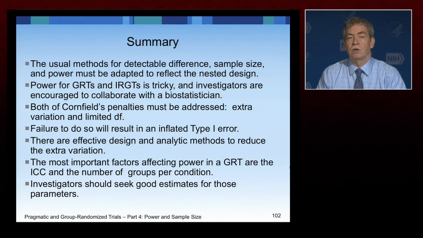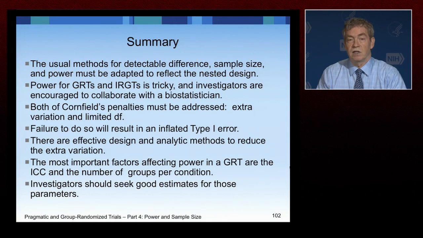You need to address both of Jerry Cornfield's penalties, extra variation and limited degrees of freedom. It's increasingly common for people to remember the first part, but they often forget the second part, and I want to emphasize both. Often we'll see in the write-up of a paper that they used a method to account for the extra variation, but they report a z-test or a Wald test that assumes infinite degrees of freedom. You need to deal with the limited degrees of freedom as well and be reporting a t or an F or something that reflects the limited degrees of freedom. Failure to do so will result in an inflated type 1 error rate. None of us want that.